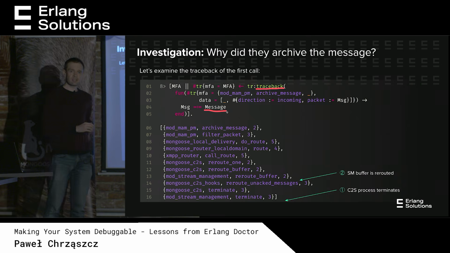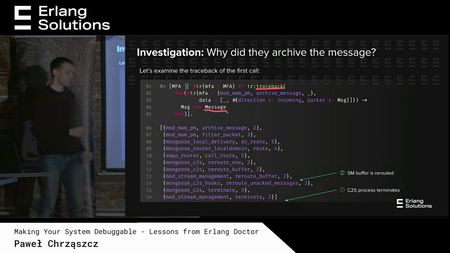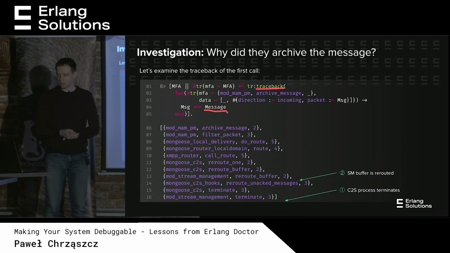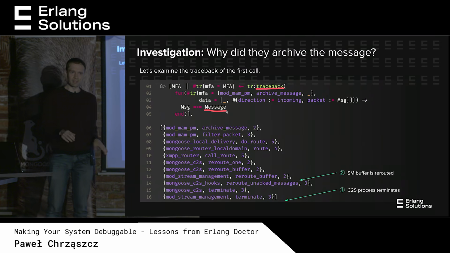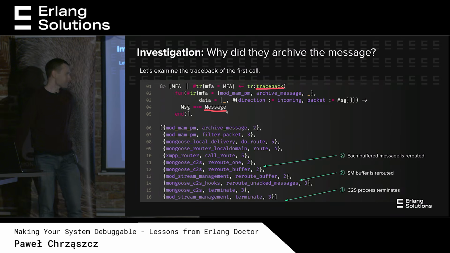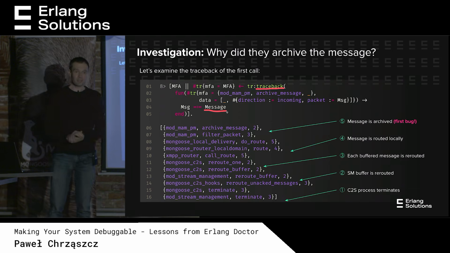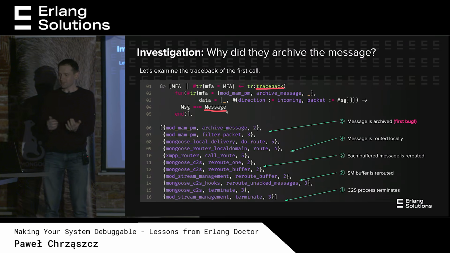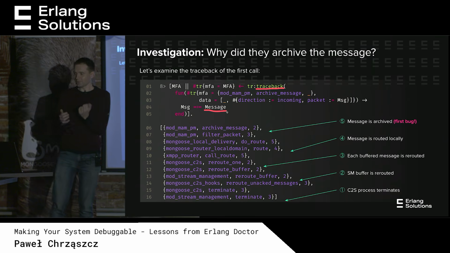Then a so-called SM buffer, a stream management buffer, is rerouted. It's a bit technical, but this buffer collects so-called unacknowledged messages, so we make sure they don't get lost. In this case, they were very far from being lost. They were duplicated many times. But still, the logic does its job. Each buffered message is rerouted, not to be lost, and then it's routed locally. Finally, the message is archived, which is actually the first bug. And it was very surprising to me that I got the first bug so early.